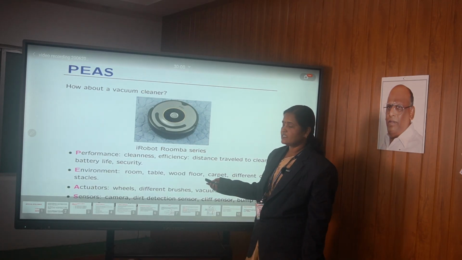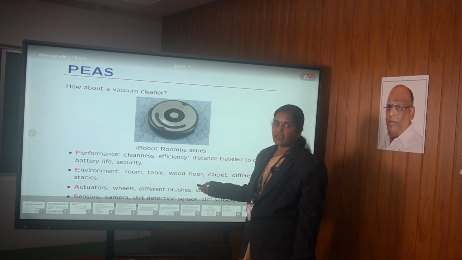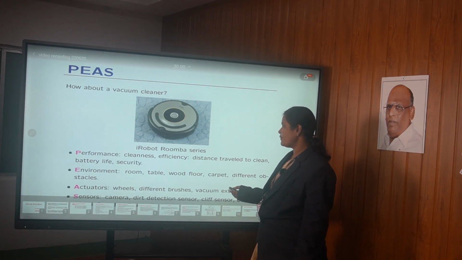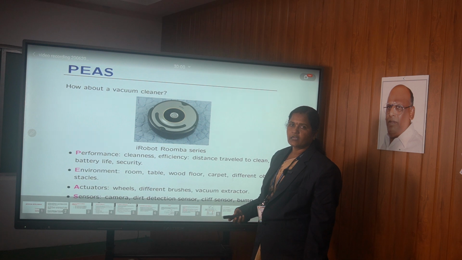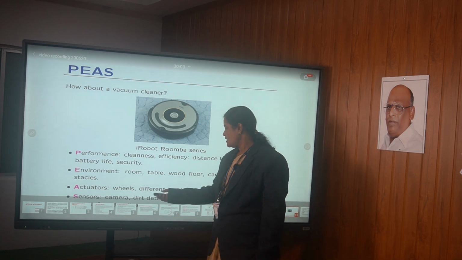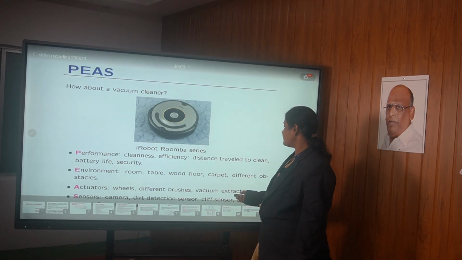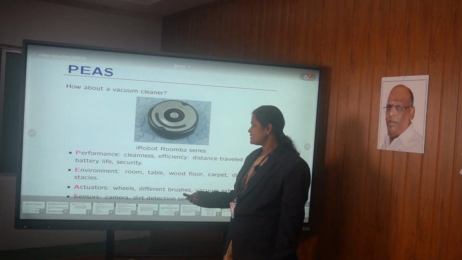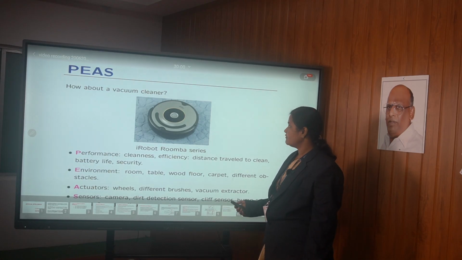The environment here is usually rooms, which will have tables. Some rooms have different types of floors and carpets, and there are different types of obstacles in the rooms. All that is considered the environment. How does it move in the room? It moves using wheels, it has different brushes to clean the environment, and it has a vacuum extractor to clean the room. And what are the sensors here? Sensors are cameras, dirt detecting sensors, cliff sensors, and bump sensors. Like that we have different sensors in the vacuum cleaning agent.